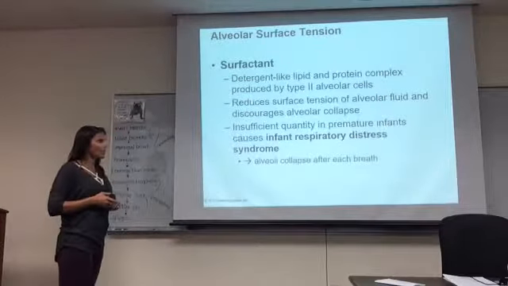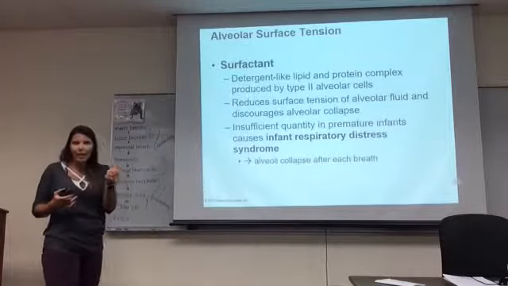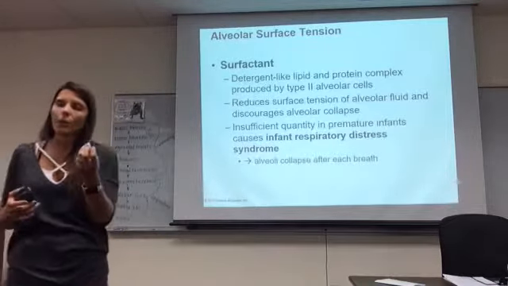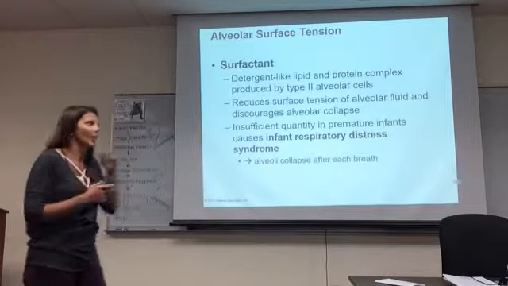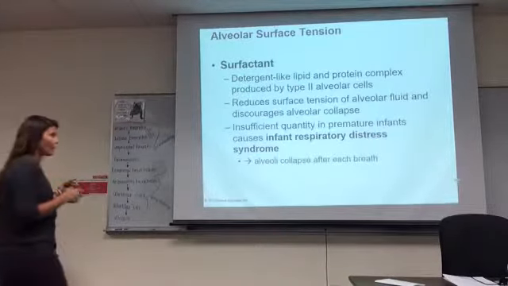The second factor is surfactant. Surfactant, I told you, is that detergent-like fluid that your type 2 cells in your lung produce. And this reduces friction and allows for these cells to continue to function the way that they're supposed to without any type of distress or tension and tearing.